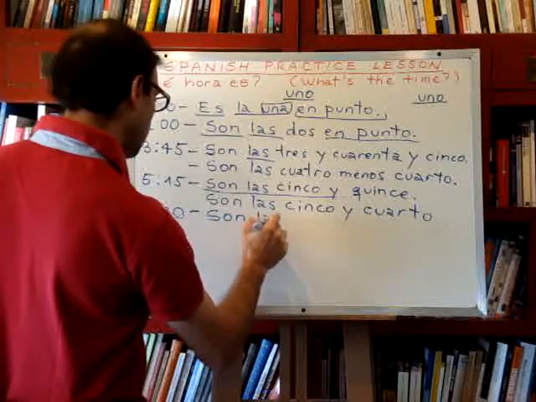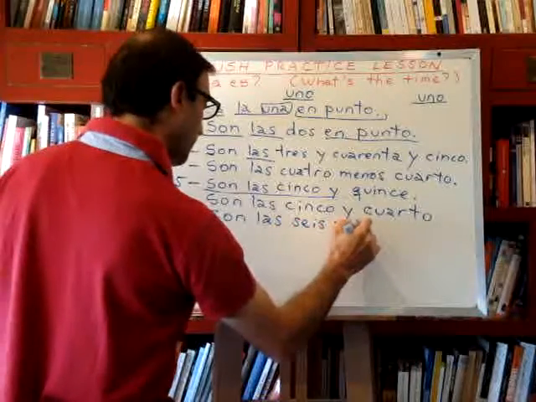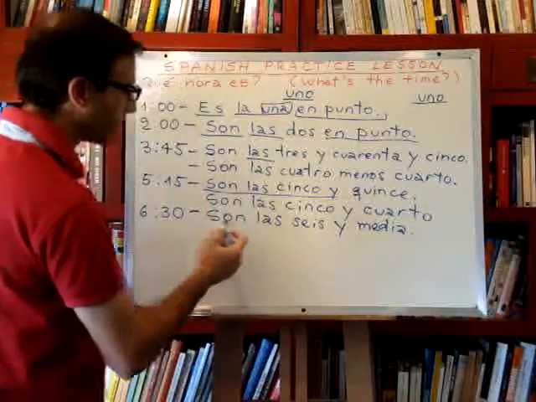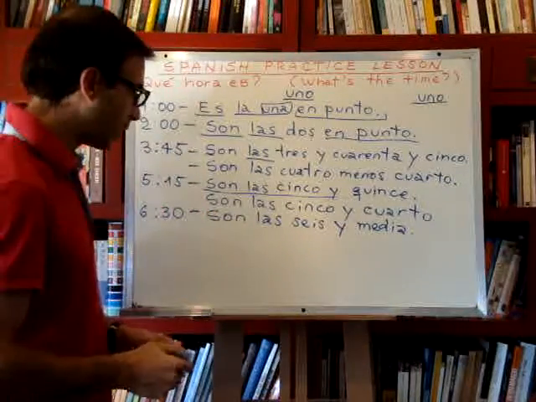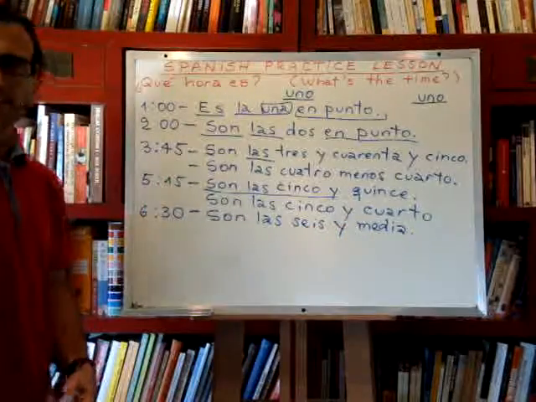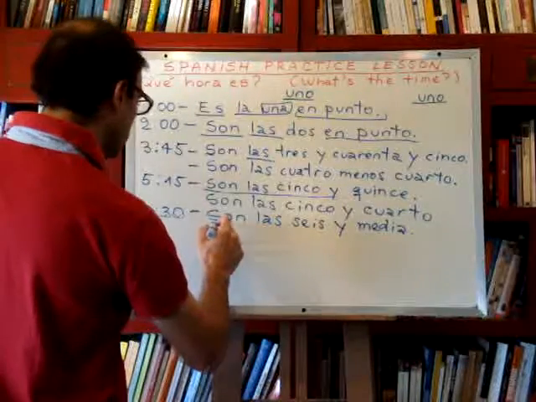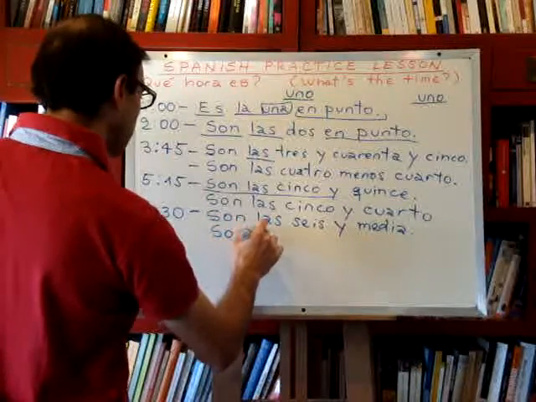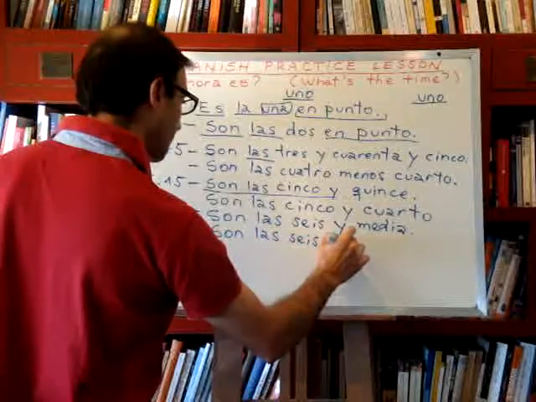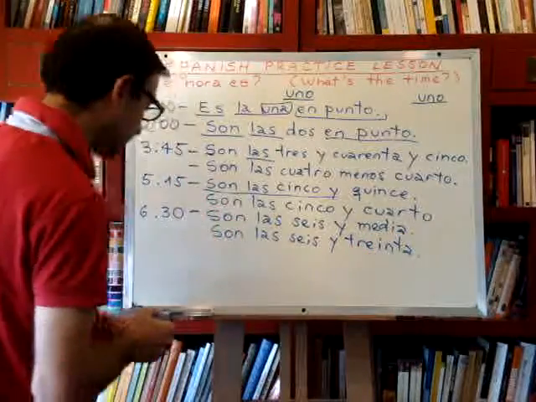Son las 6:30. Oh, sorry, I said the wrong time. Anyway, son las 6:30. It is 6:30. All right? Son las 6:30. And we can also say son las 6:30, for it is 6:30, right?